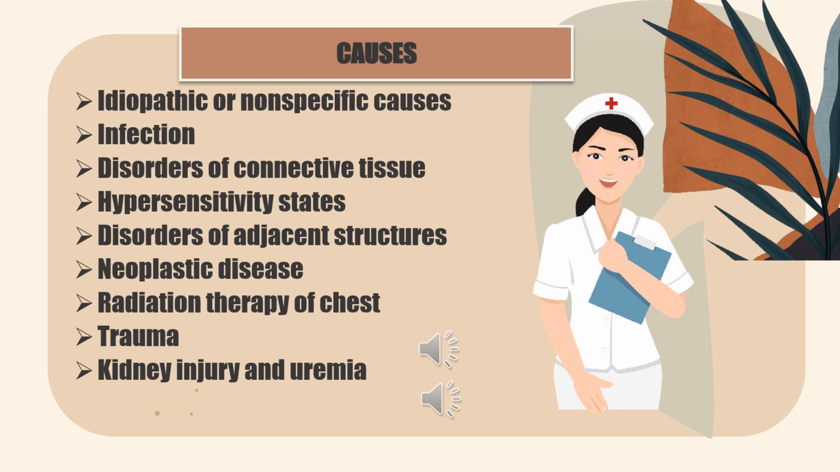Hypersensitivity states. This means immune reactions, medication reactions, and serum sickness. Disorders of adjacent structures. Kinds of disorders: myocardial infarction, dissecting aneurysm, pleural and pulmonary diseases. Neoplastic disease. The reason is metastasis from lung or breast cancer, leukemia, and primary neoplasms. Radiation therapy of the chest.